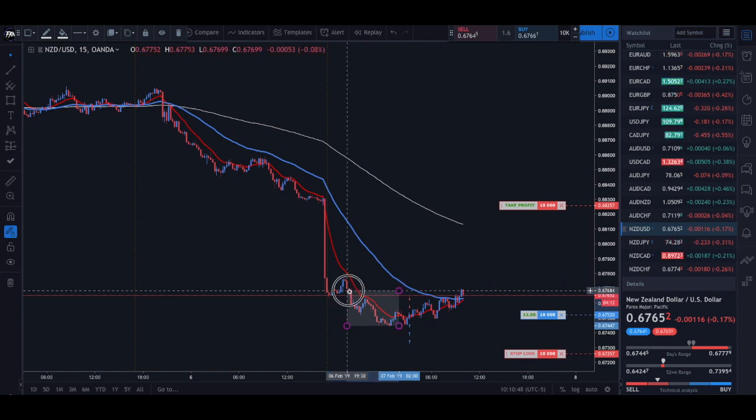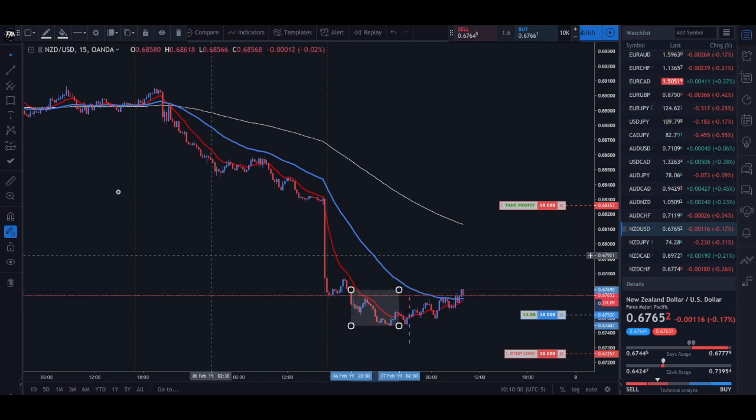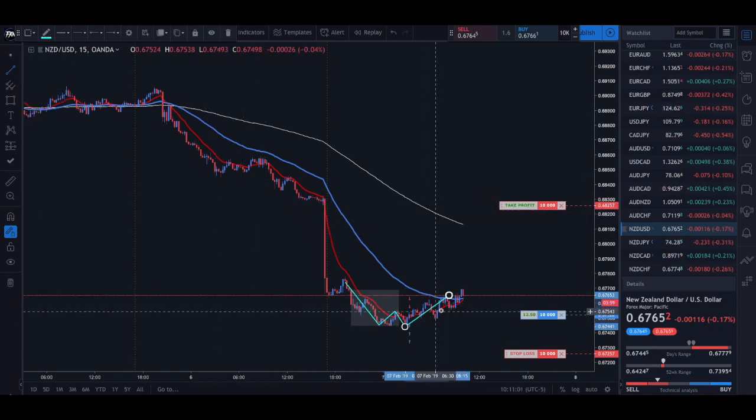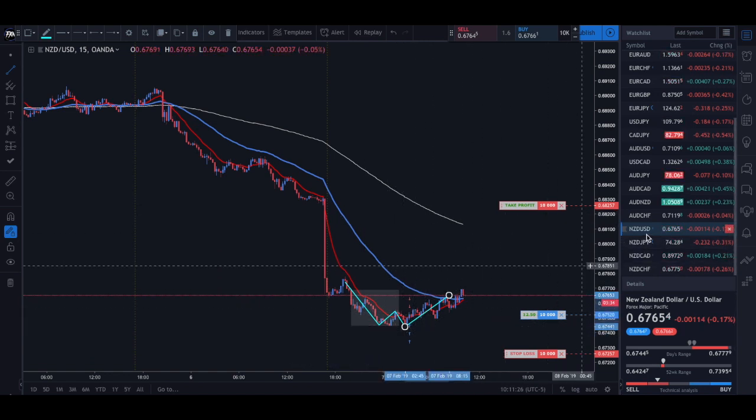NZD USD, basically a very similar setup to AUD USD, where we made it to the 50 EMA. Really, we'd love to get over to somewhere around the 200 EMA, but we'll have to see as this is still working, obviously, on this particular trade. But that's the goal here. So type 2 setup, and then we're trying to make it to the 200 EMA.